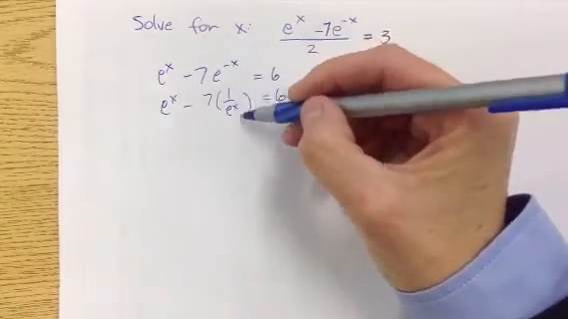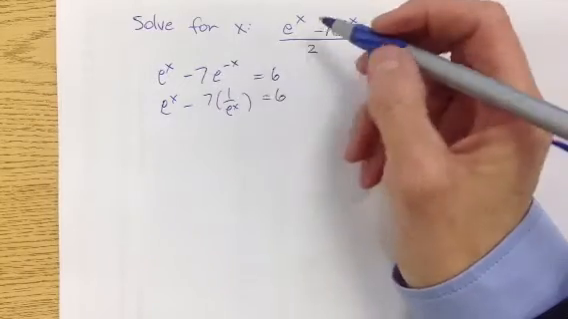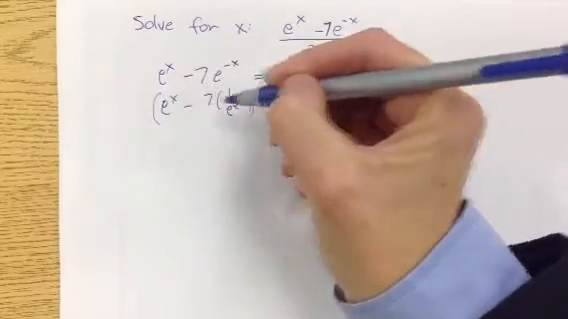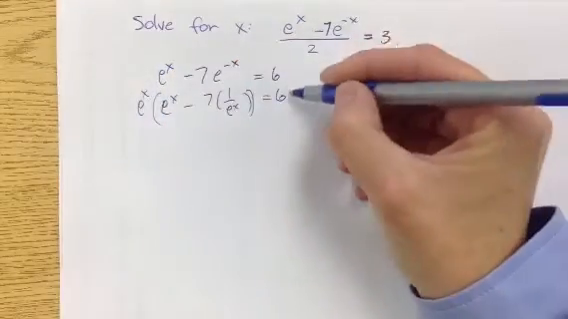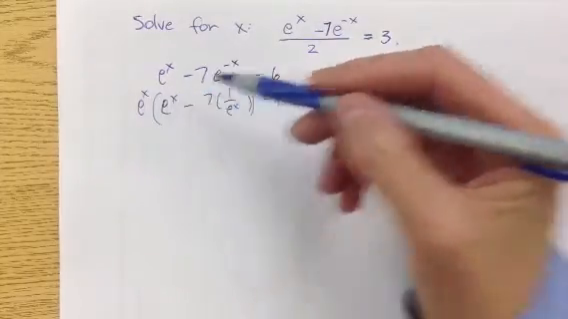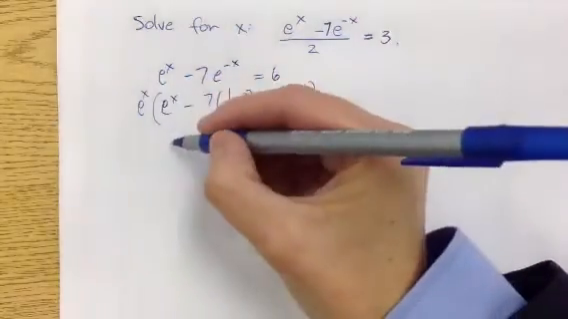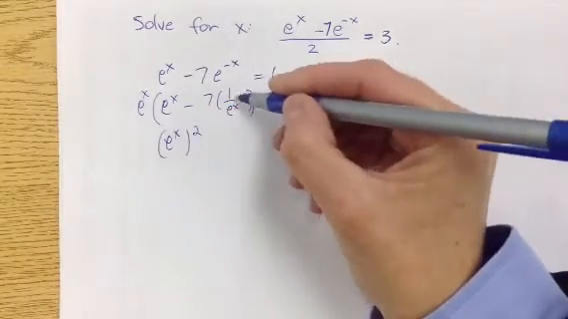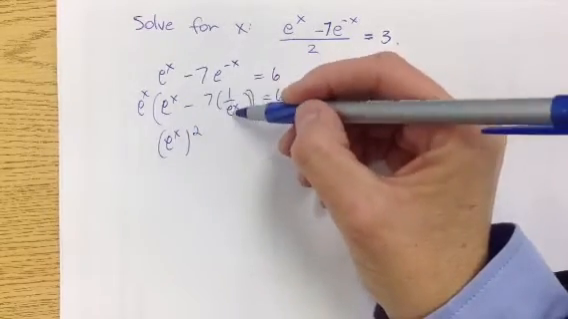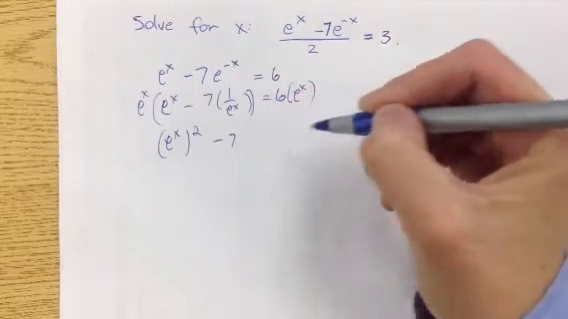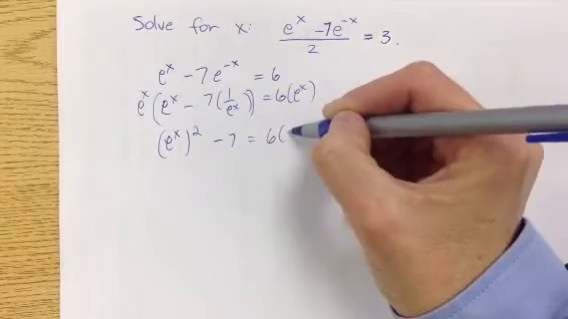Okay, to get this e to the x out of the denominator, I'm going to multiply both sides of this equation by e to the x. So if I have e to the x times e to the x, that's e to the x quantity squared. If I do e to the x times 1 divided by e to the x, those cancel. So this is going to be minus 7 equals 6 times e to the x.